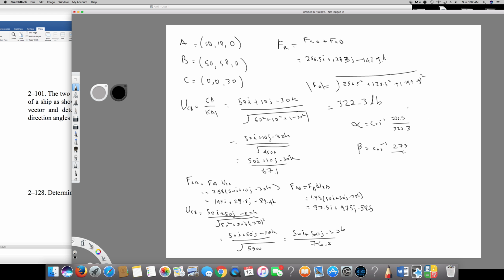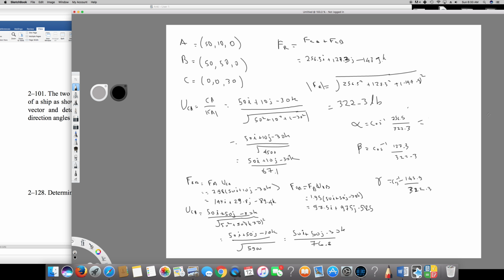If I calculate beta, beta is going to be cos inverse of, it's not 273, it's 127.3 over 322.3, and gamma is going to be equal to cos inverse of negative 147.9 over 322.3. So this is going to be my gamma.